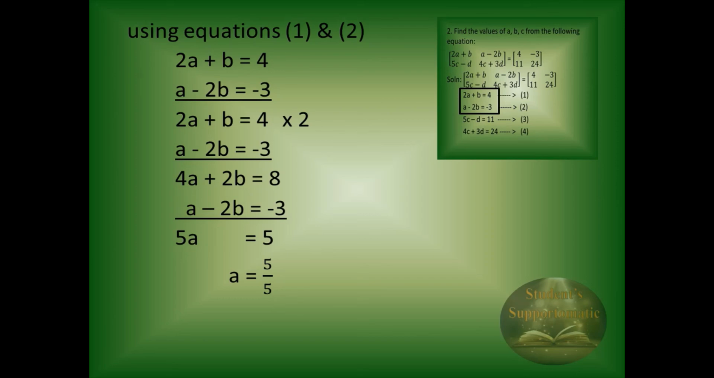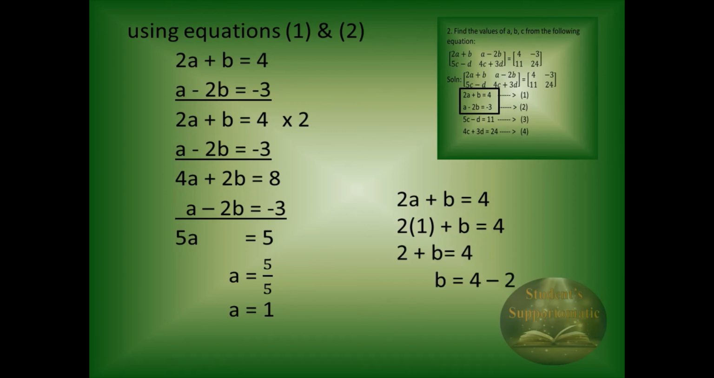Then a is equal to 5 by 5, so the a value becomes 1. By using this a value, we will substitute it in any one of these two equations, either equation 1 or equation 2, and then we will get the value for b. See here, 2a plus b is equal to 4. When we substitute a as 1, 2 into 1 is 2, plus b is equal to 4. So b is equal to 4 minus 2, and b is equal to 2. We get the value of b. So a is equal to 1 and b is equal to 2.